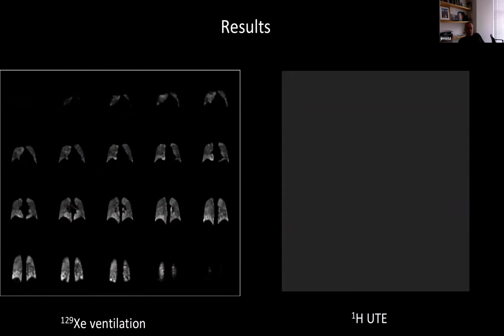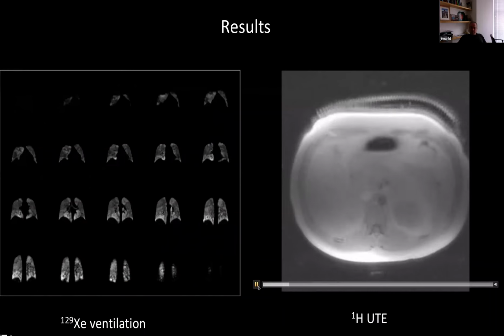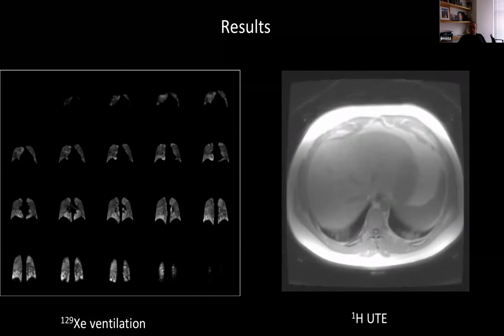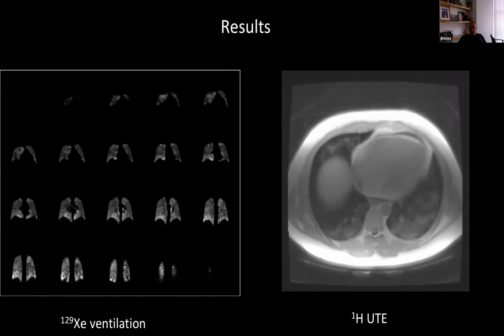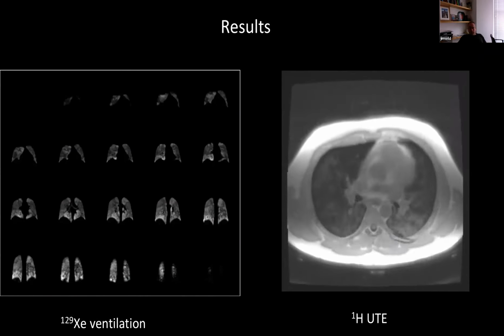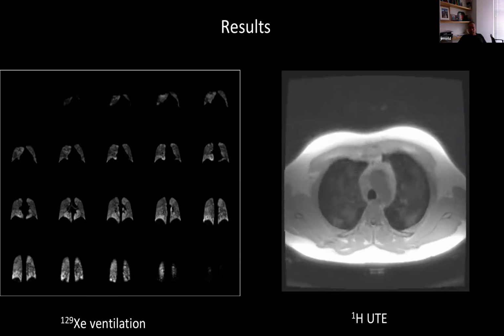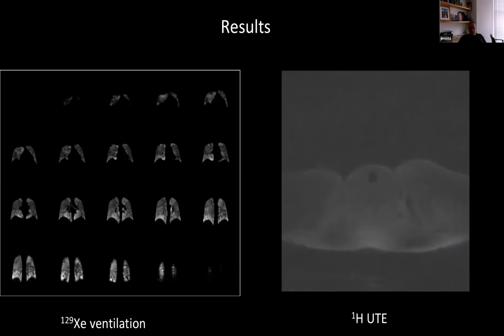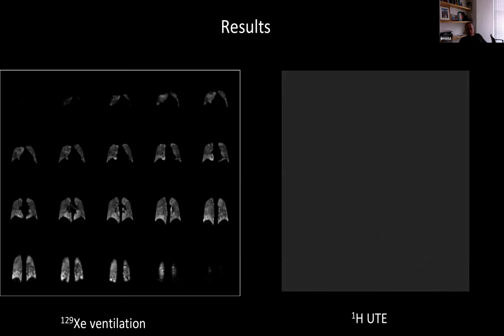Right, so moving on to the results. Here's a typical 3D ventilation data set. Here's a typical UTE image from one of our post-COVID patients. We see some residual ground glass pneumonia there in the acute phase. So the proton MRI is picking up some of the gross structural abnormality post-infection.